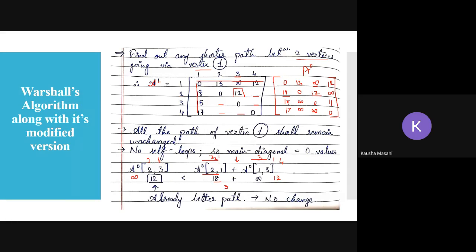This summation gives you the value 30. Infinity is not less than 30. So this value shall be updated here in A1. The best possible distance from 2 to 4 via 1 is 30. If I want to reach 4 from 2, then it is via 1 having a finite value of 30 instead of infinity. So we generated a matrix here, matrix B.